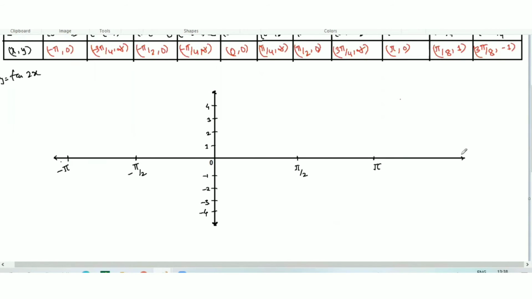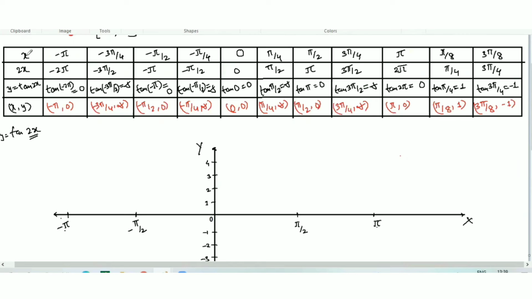So here I have taken this as the x-axis. This line represents x and this line represents y. This is the angle here. So I have taken 0, pi over 2, then the same distance from here to here, pi over 2, then here it will be pi, and then minus pi over 2 and minus pi. So between minus pi and pi, we have to draw the graph of tan 2x.